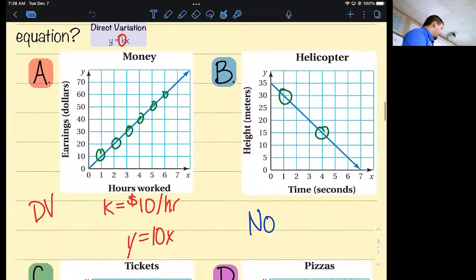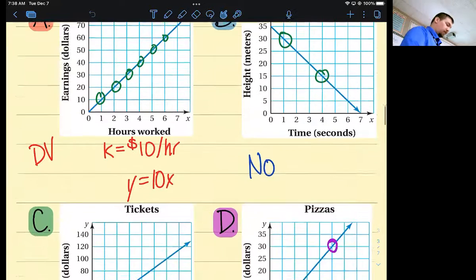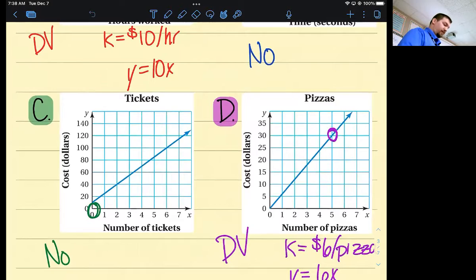We said that this was a direct variation because it goes through the origin. And no matter what point you're looking at on your line, if you divide 10 divided by 1, 30 divided by 3, 50 divided by 5, you're going to get 10 every time. So that's a direct variation, and 10 is our K value. So y equals 10x. B was not a direct variation, it didn't go through the origin. C didn't go through the origin, not a direct variation.